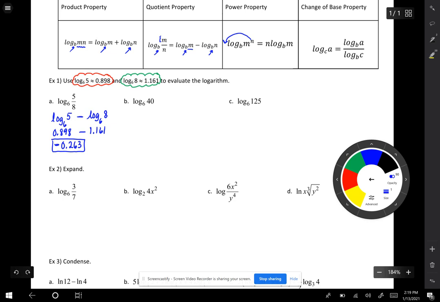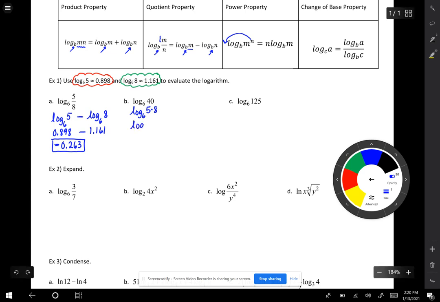Okay, next one, log base 6 of 40. This one's a little harder. You have one single number like 40, and you instantly need to think, oh, what two numbers multiply together give me 40, but contain the red and green stuff that I circled above? And hopefully you see it's 5 times 8. So you can rewrite this as log base 6 of 5 times 8. Like that. And then you can use the product property.